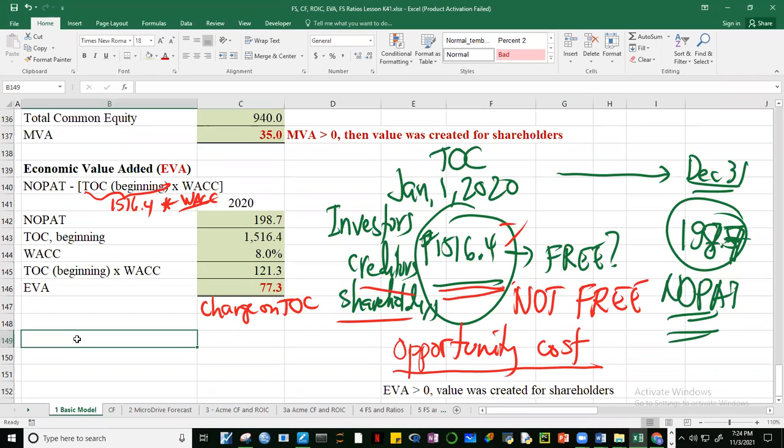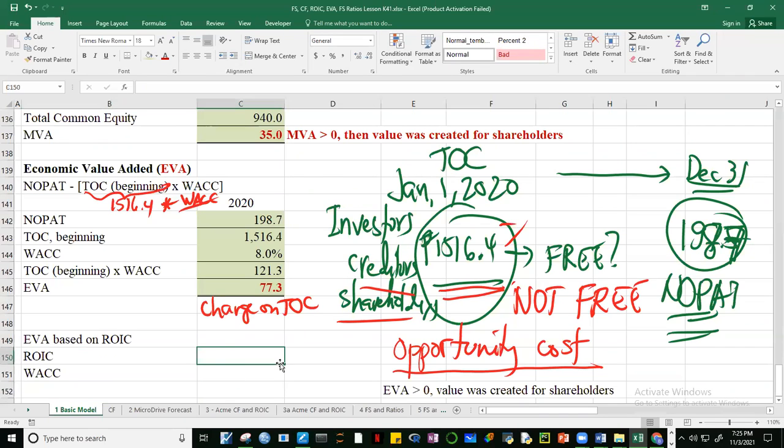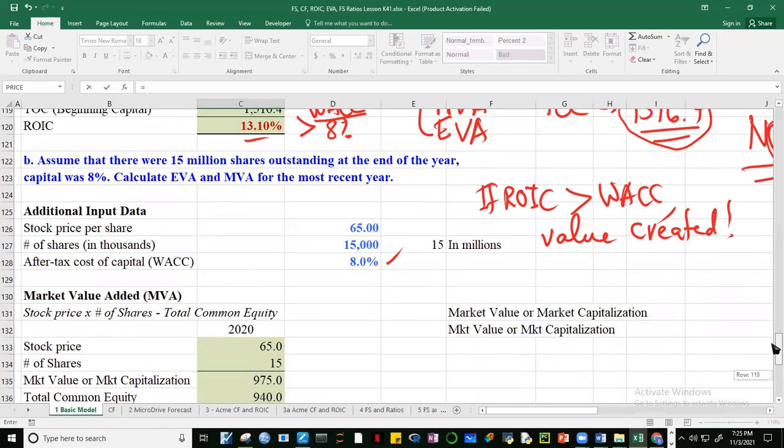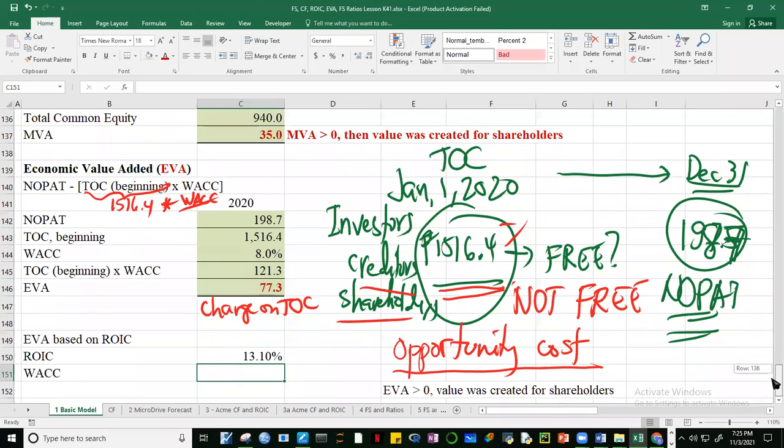Now there's another way to compute EVA, based on ROIC. So let's compute economic value added based on ROIC. We're going to use ROIC and compare it with WACC. How much was ROIC? We have the figure, guys. ROIC is equal to, let's use this, 13.10%. Then how much was WACC?